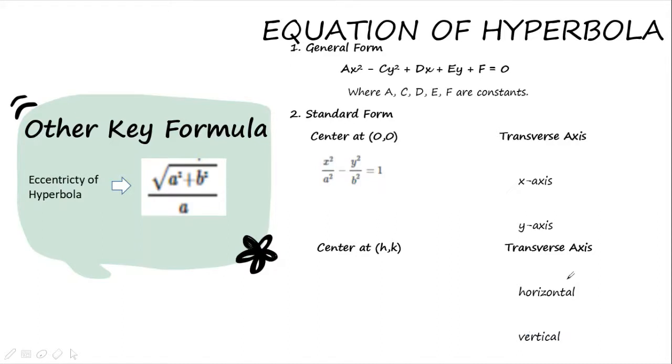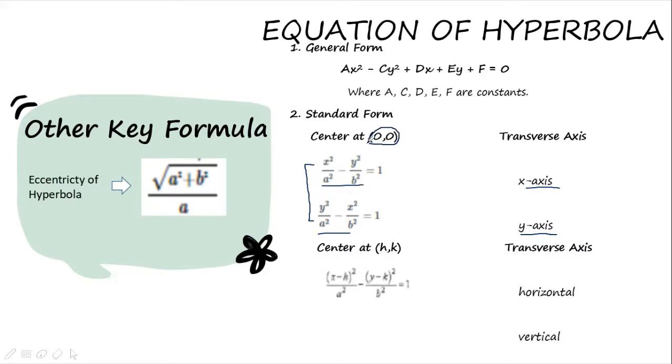We can use the first equation, x squared over a squared minus y squared over b squared equals 1, if our transverse axis is located at the x-axis, while y squared over a squared minus x squared over b squared equals 1, we will use if our transverse axis is located at the y-axis. So always remember that these two equations can be used if the center is 0, 0.